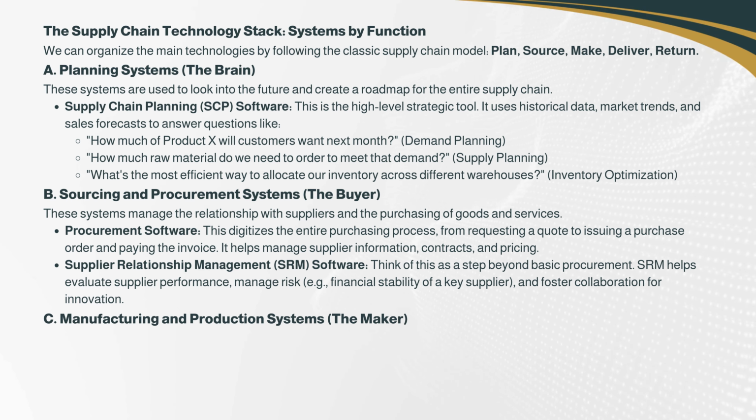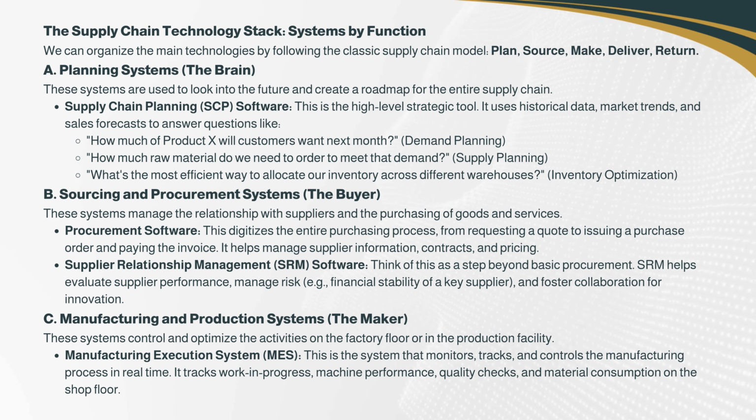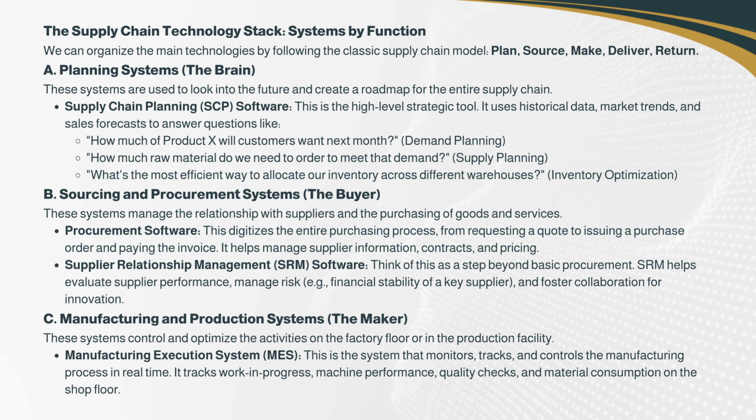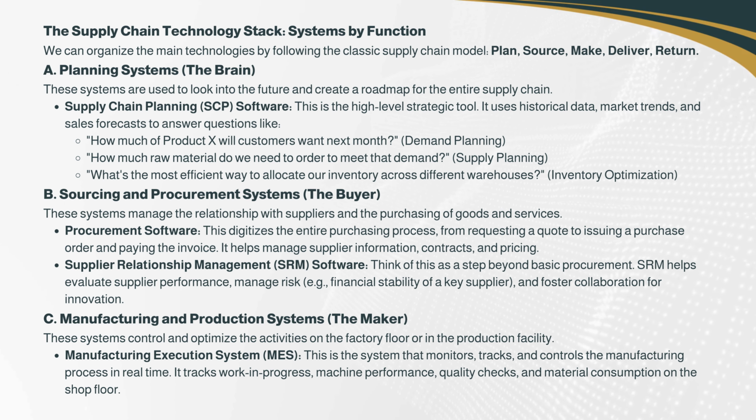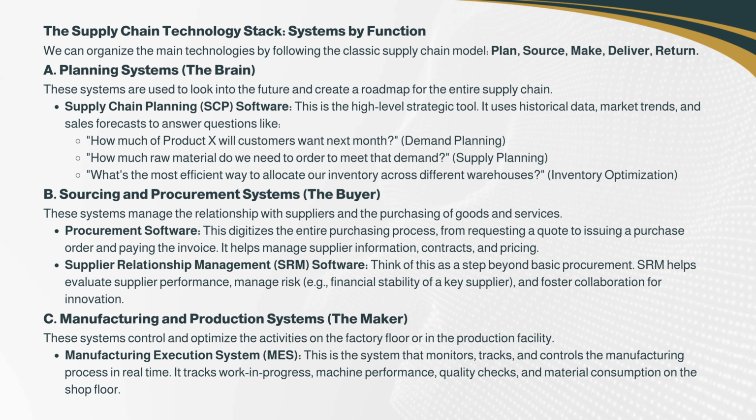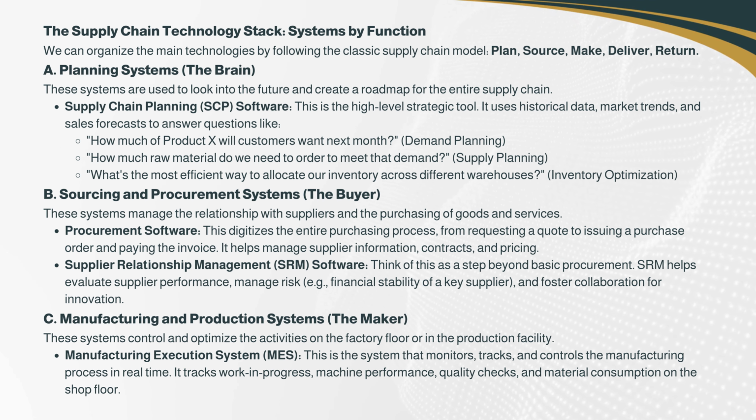C. Manufacturing and production systems, the maker. These systems control and optimize the activities on the factory floor or in the production facility. Manufacturing execution system, MES. This is the system that monitors, tracks, and controls the manufacturing process in real time. It tracks work in progress, machine performance, quality checks, and material consumption on the shop floor.